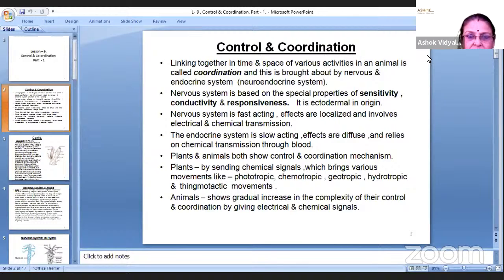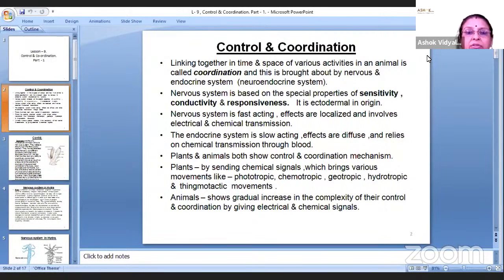Nervous system is fast, endocrine is slow acting, and the effects in nervous system are localized and involve electrical and chemical transmission. Whereas in case of endocrine system, the effects are diffuse and they rely on chemical transmission through blood. Then plants and animals both show control and coordination mechanisms. In case of plants, chemical signals bring various movements like phototropic, chemotropic, geotropic, that is towards the earth surface, towards the soil, then hydrotropic and thigmotactic movements. So these movements are seen in case of plants.